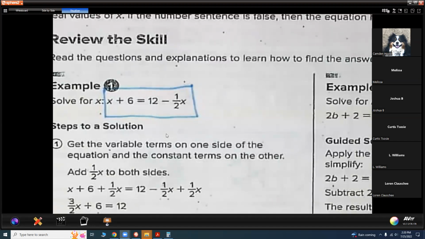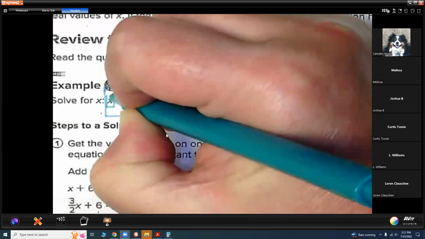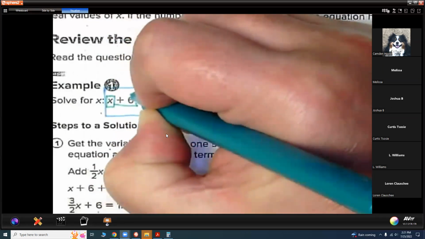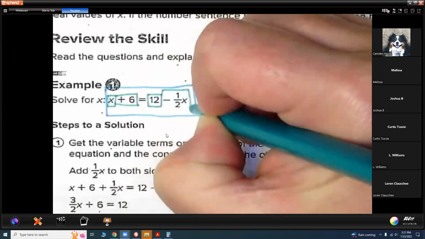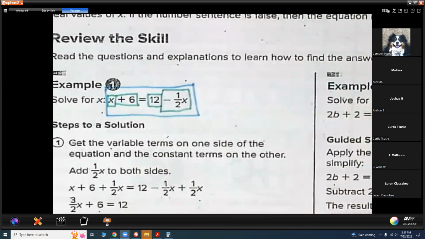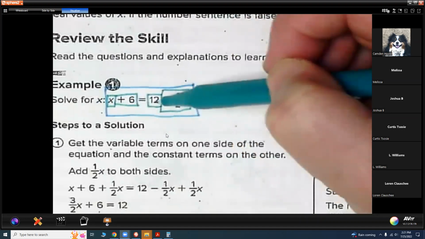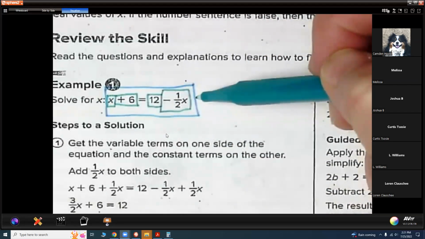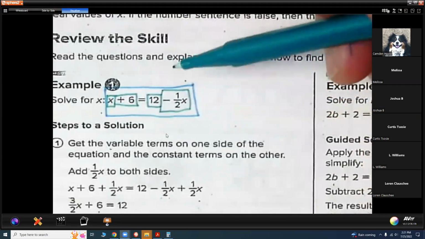You guys remember that? 5, I guess if we count the equal sign, yes. If we don't count the equal sign, then we have 4 terms, right? So Eddie, we're just looking at the pieces here. It's okay though. So this equation has 4 total terms. It has an x, a positive 6, a positive 12, and a negative 1/2 x. When we look at these 4 terms, are there any like terms?